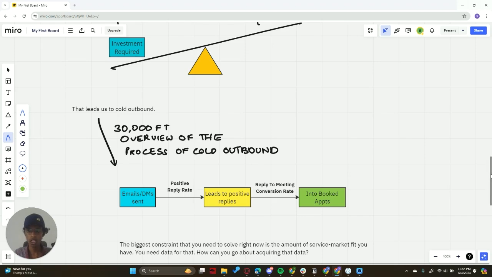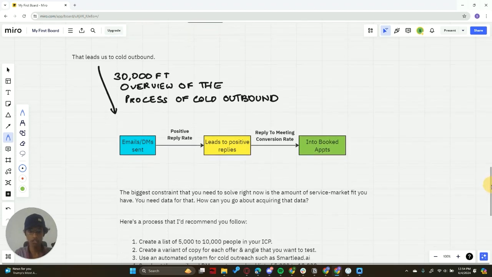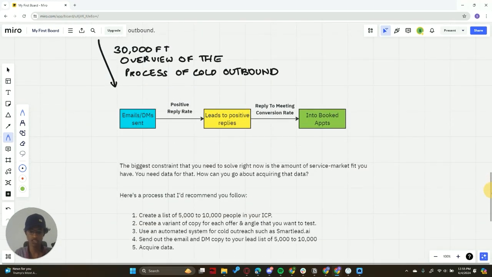How can you go about acquiring that data? Here's a process that I recommend you follow. I preach this a lot. Create a list of 5,000 to 10,000 people in your ICP, get their emails, LinkedIn profiles, and so on. And create a variant of copy for each offer and angle that you want to test. I would recommend using cold email for this because it allows you to test really fast. You can have more volume on an automatic basis. Use an automated system for cold outreach such as Smartly.ai or Heyreach.